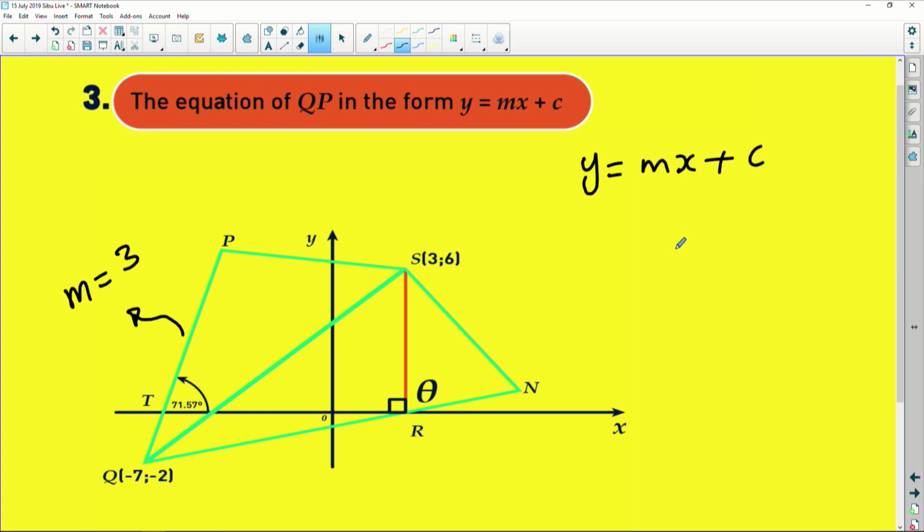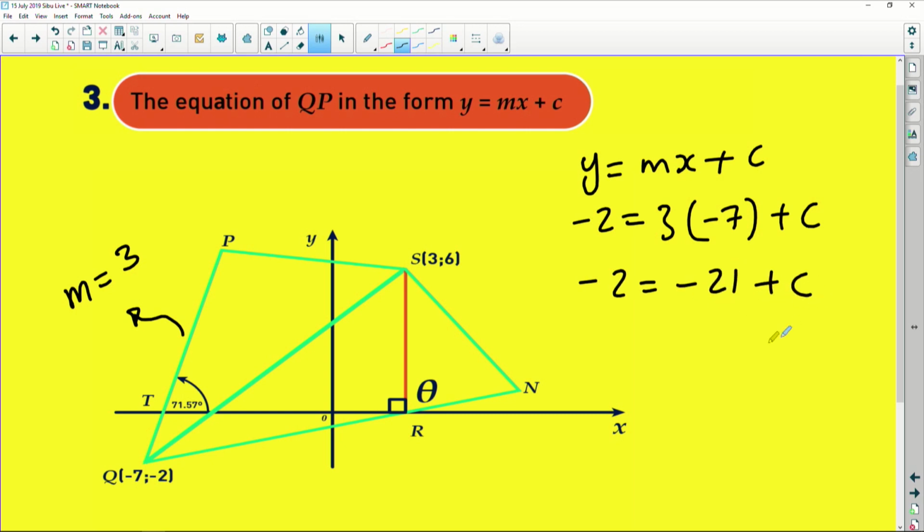Once we have done this, we can take the y value at any of the points lying on the line. I've got a y value of -2. So I'm going to say -2 equals, the gradient is 3, the x value there is -7, plus c. So -2 is 3 times -7, which is -21, plus c. You take -21 to the left, and it changes to plus 21 minus 2 equals c. This gives us a value of 19 equals c.